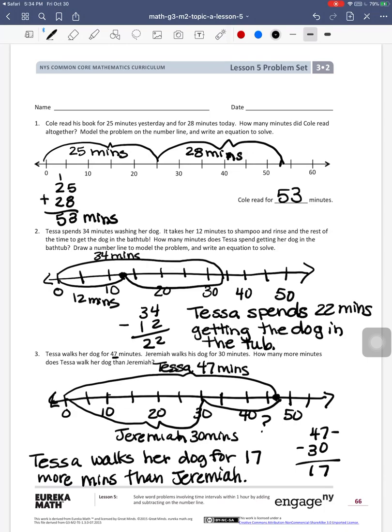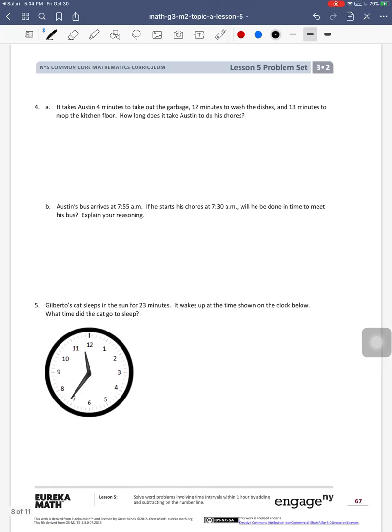All right, now let's look at the back side. 4A. It takes Austin 4 minutes to take out the garbage, 12 minutes to wash the dishes, and 13 minutes to mop the kitchen floor. How long does it take Austin to do his chores?